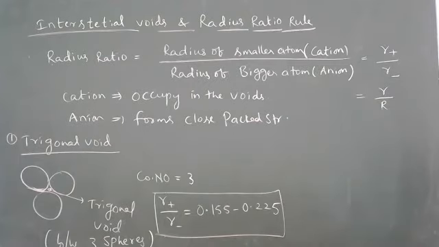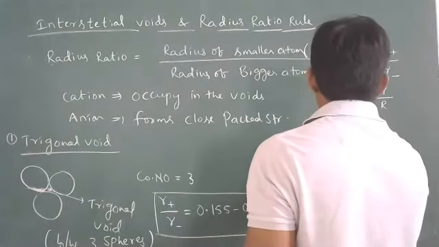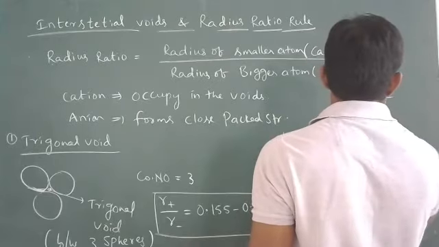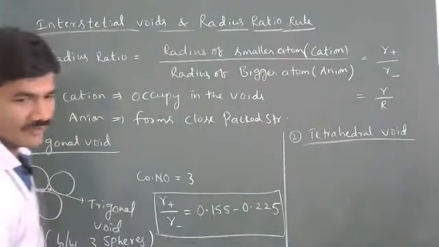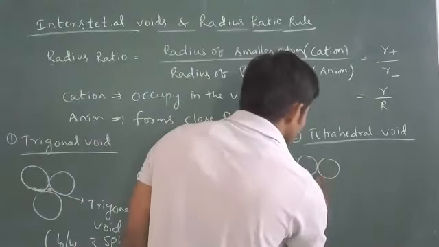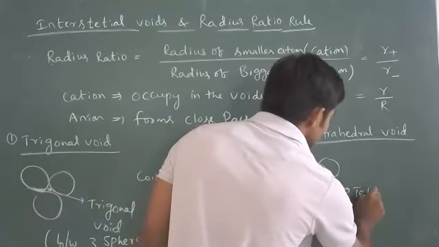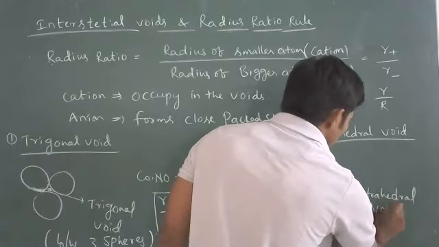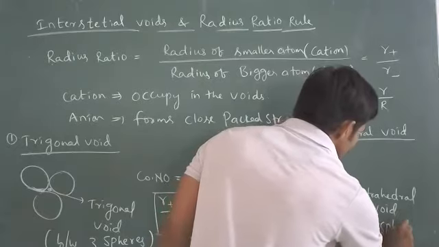So next I write it here. Second one is tetrahedral void. Tetrahedral void is between how many spheres? Between 4 spheres. This is a tetrahedral void, between 4 spheres.